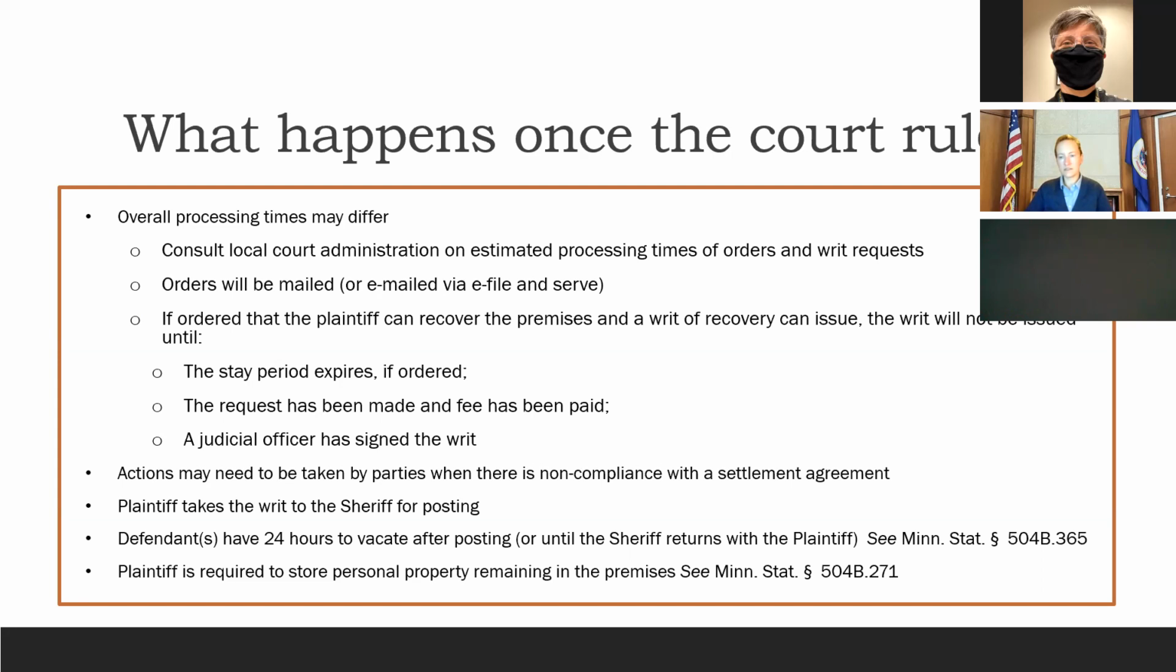But essentially, once a decision is made, the order gets mailed or served via e-file and serve. Once you get that, particularly in an eviction action, that's not the end of where things go. If the court has ordered that the plaintiff can recover the premises and that a writ of recovery can issue, you have to then request that writ and pay the fee to the court administrator. We will then issue the writ of recovery dependent on whatever the order said. So if the writ of recovery was going to be stayed for a period of time to allow for the tenant to vacate between the time of our order and when the writ might issue, we'll issue the writ when the stay expires.